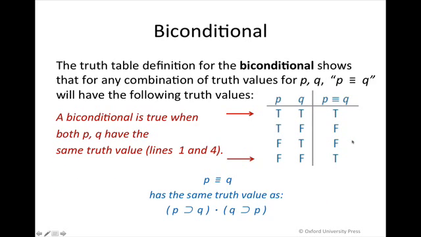All right, lastly, the biconditional. The biconditional, as you can imagine, is like an equals sign. And by equals, I mean the truth values are equal. When you have one, you have the other, and vice versa. You have both or you have neither, right? So let's think about it this way.